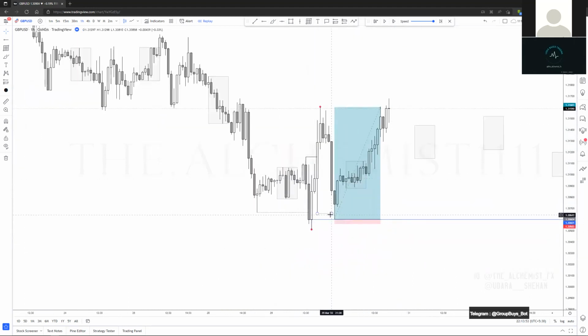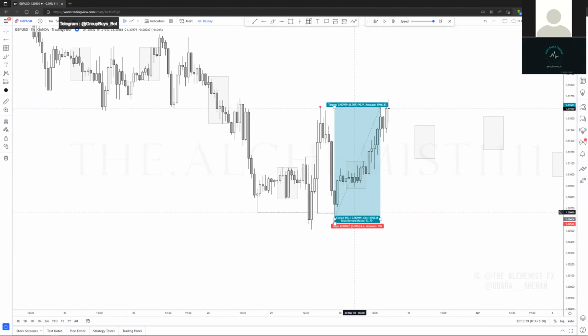Here we did not look for a higher time frame point of interest below the swing low, because why? The point of interest was very clear. In here the point of interest was very clear, so that is why we did not look into that. Okay, now look at this.